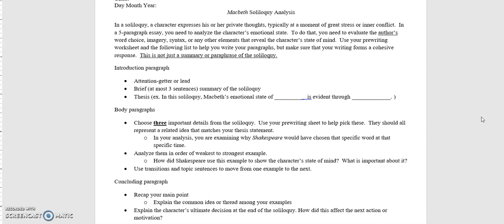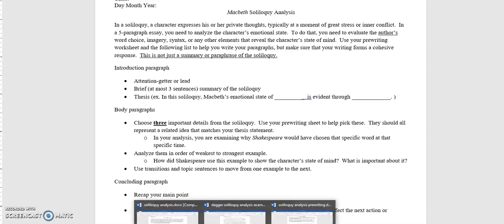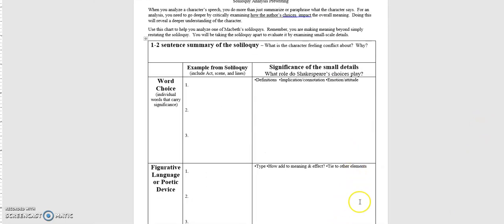This is not just a summary or a paraphrase of the soliloquy. We've worked on that in class. We know what the soliloquy is saying. Your job in this essay is to figure out how Shakespeare goes about saying it. Now, these directions mention a pre-writing sheet. The pre-writing sheet will look like this.